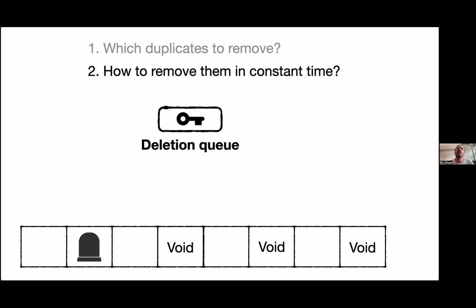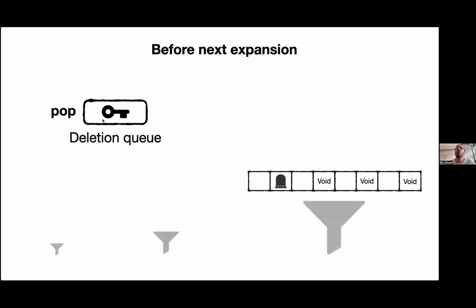So that's still not ideal, because all these void entries that correspond to the same key still exist in the filter. So eventually we want to remove those. To be able to remove them, we also add that key to a deletion queue. And then during the next expansion is when we're actually going to remove these void entries that correspond to that key.